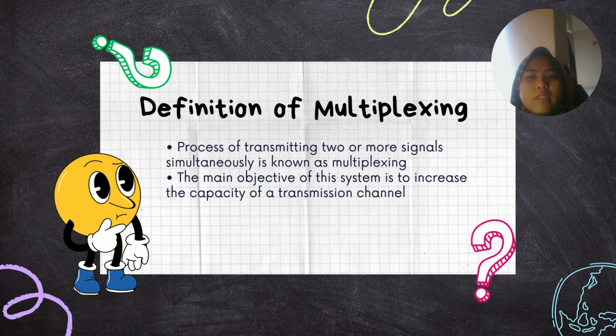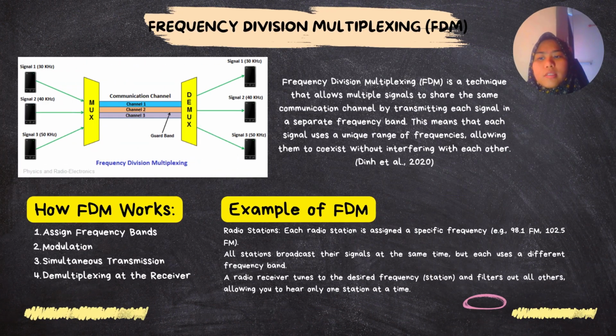The main objective of this system is to increase the capacity of a transmission channel. It's a technique that allows multiple signals to share the same communication channel, but each signal uses a different frequency band. This means each signal has its own range of frequencies, which keeps them from interfering with each other. And how it works.